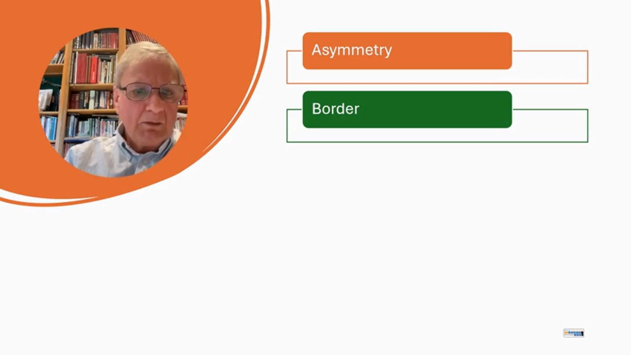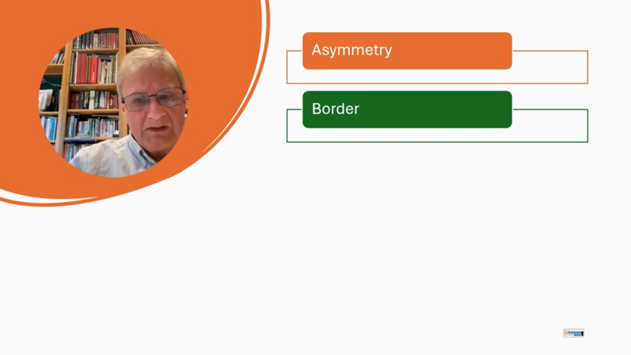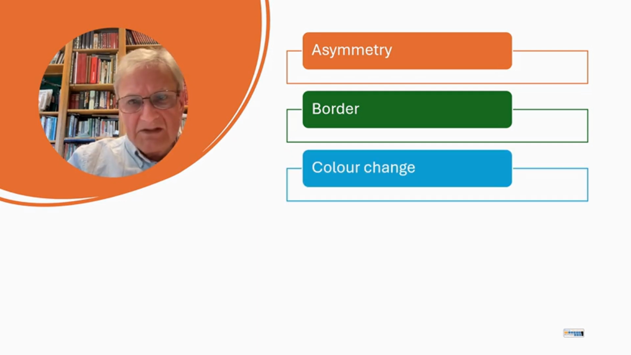The next thing we need to check is the colour. Colour change is really important, because unless it clears up entirely and goes back to pink, if it changes colour from maybe a black to a brown, brown to a red, then that may be a reason for concern.